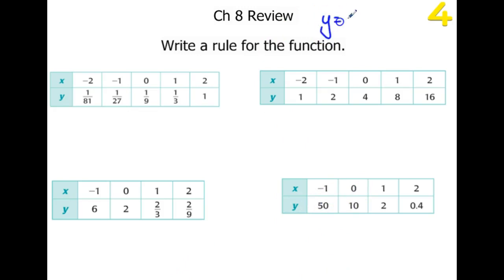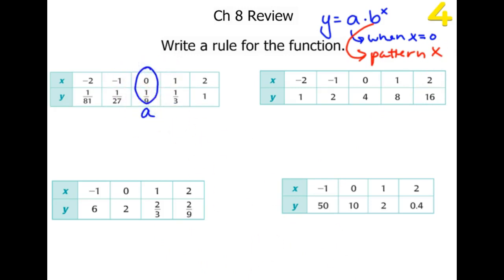Remember, writing a rule we want in the form a times b to the power of x. A is when you're looking for when x is 0, and b, you're looking for the pattern when you multiply. So first, a here, a is 1/9, and then b, our pattern from 1 over 81 to 1 over 27, 1/9, 1/3, 1, we're going up, we're multiplying by 3.